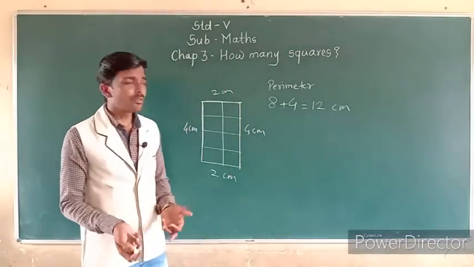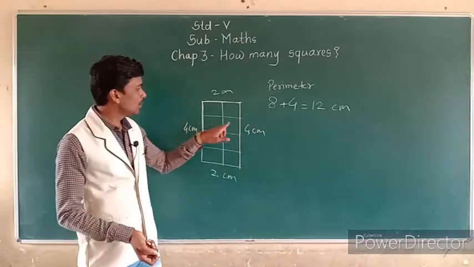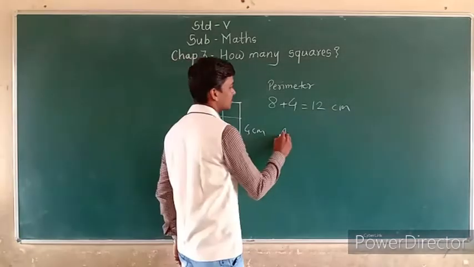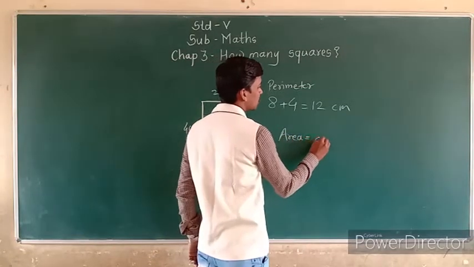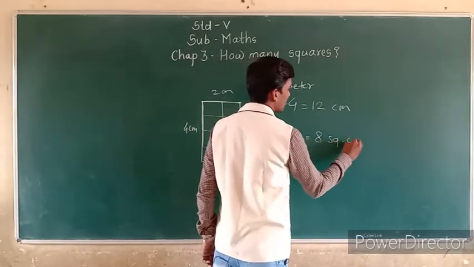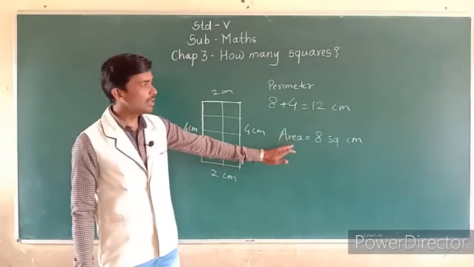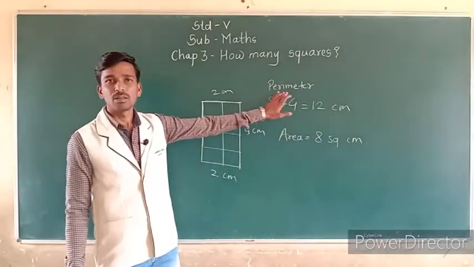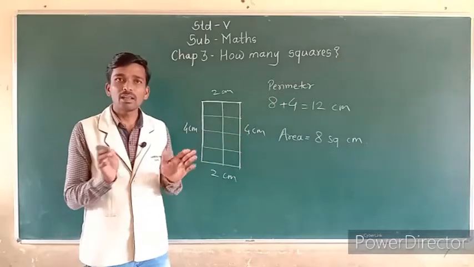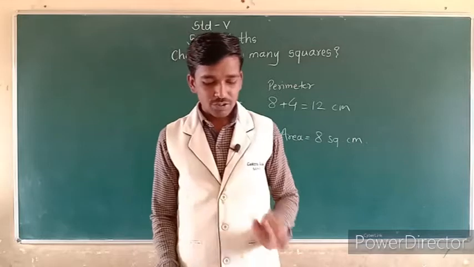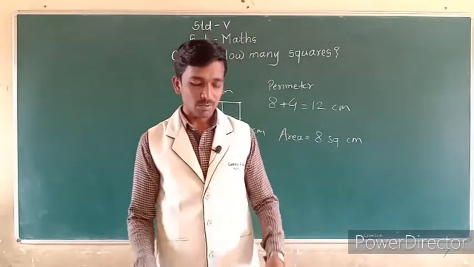You can only count the squares. 1, 2, 3, 4, 5, 6, 7, 8. Area is equal to 8 square centimeters. See, the area is different and the perimeter is different. Have all of you understood how to find the area and perimeter? Okay, like that you can find the area and perimeter for all these shapes.